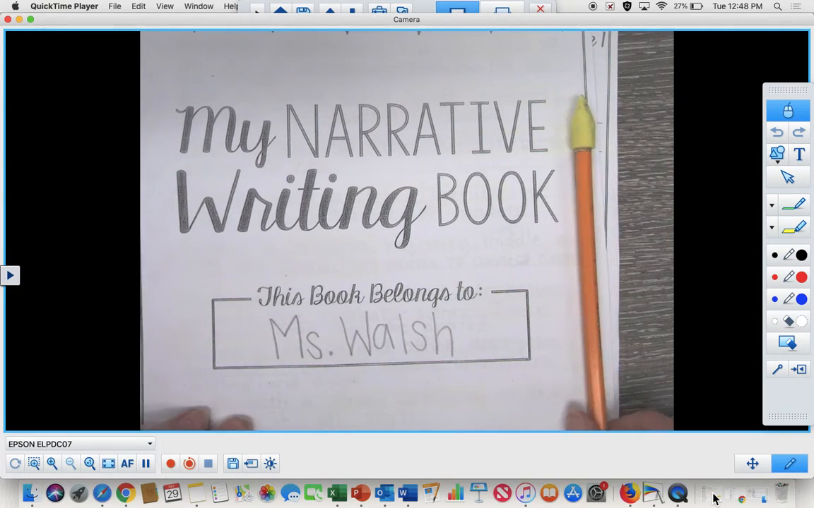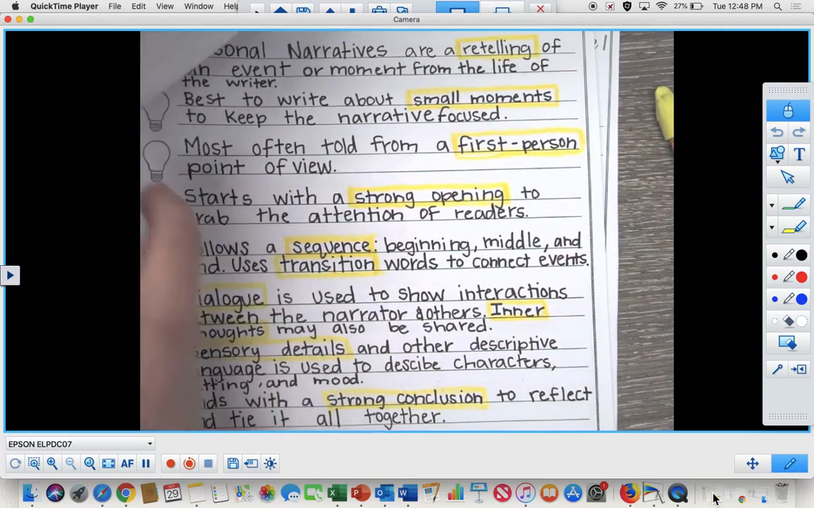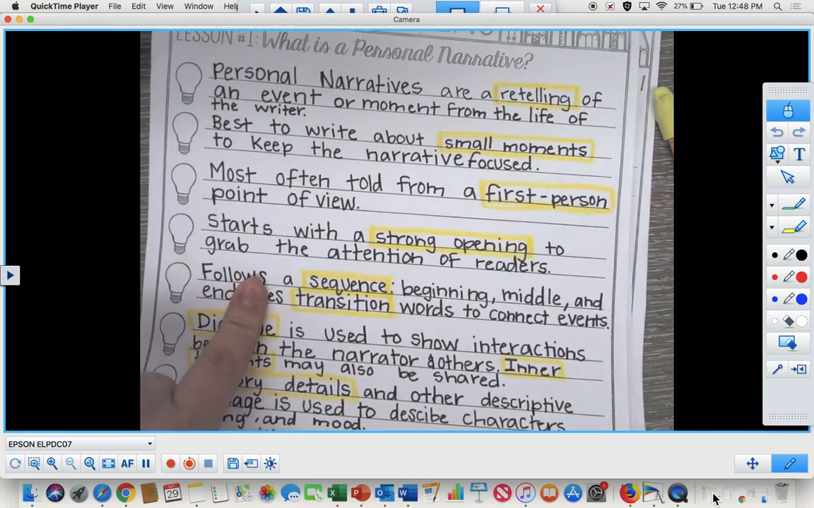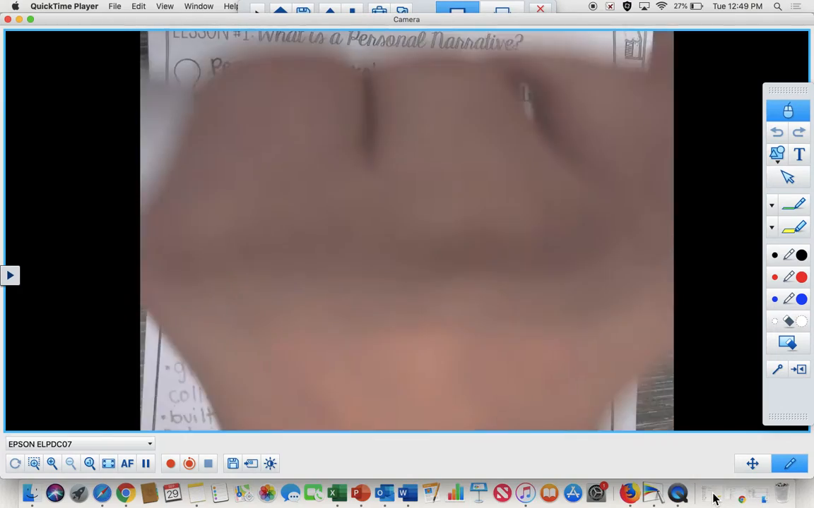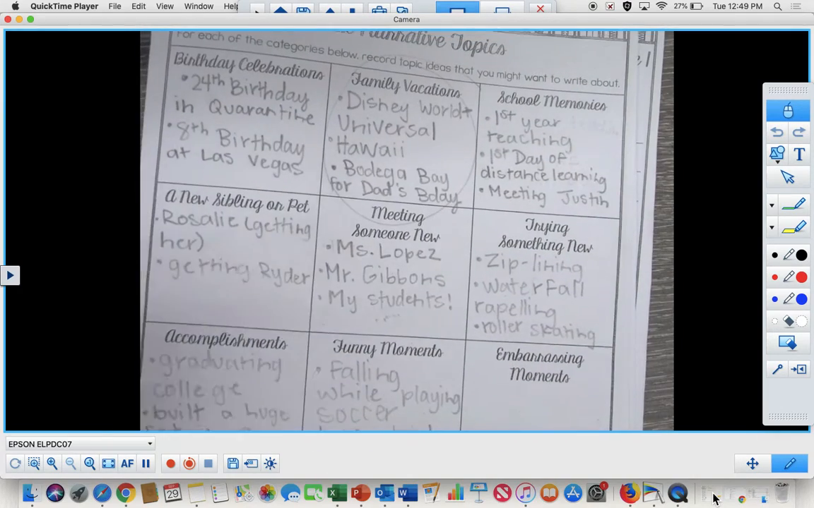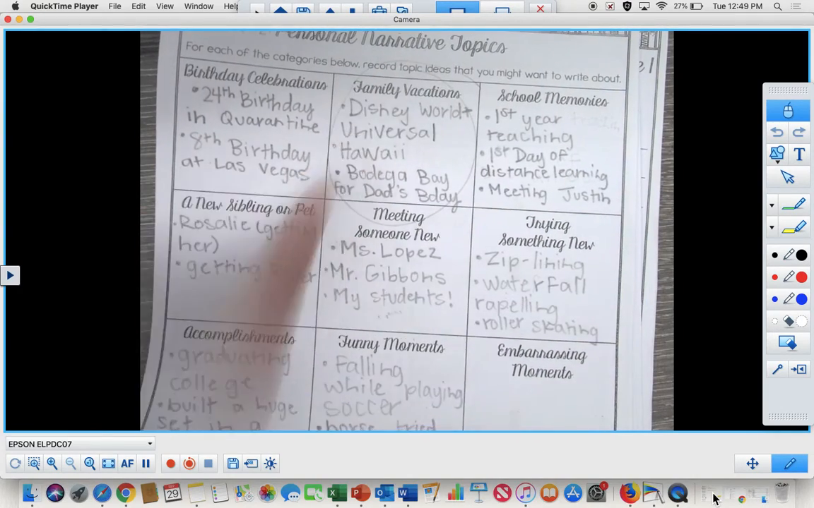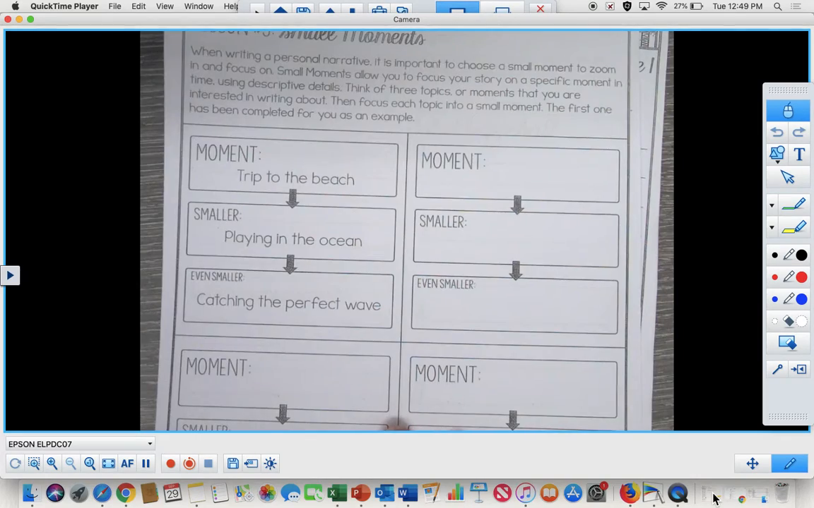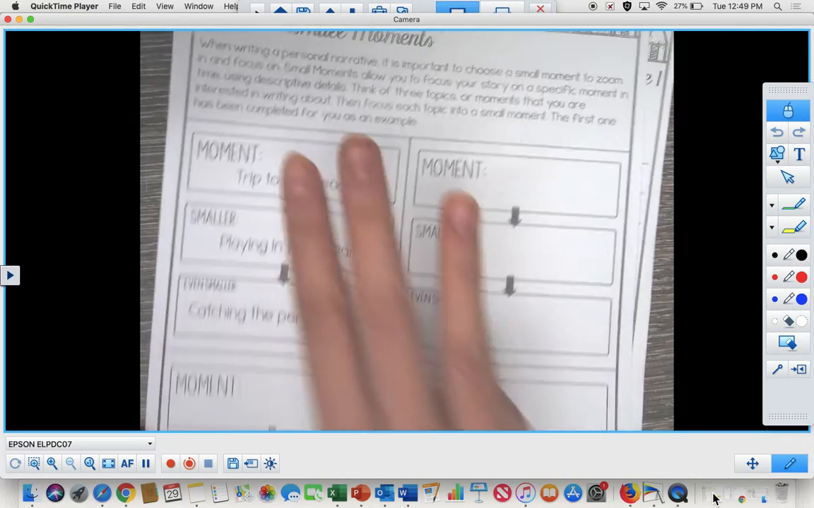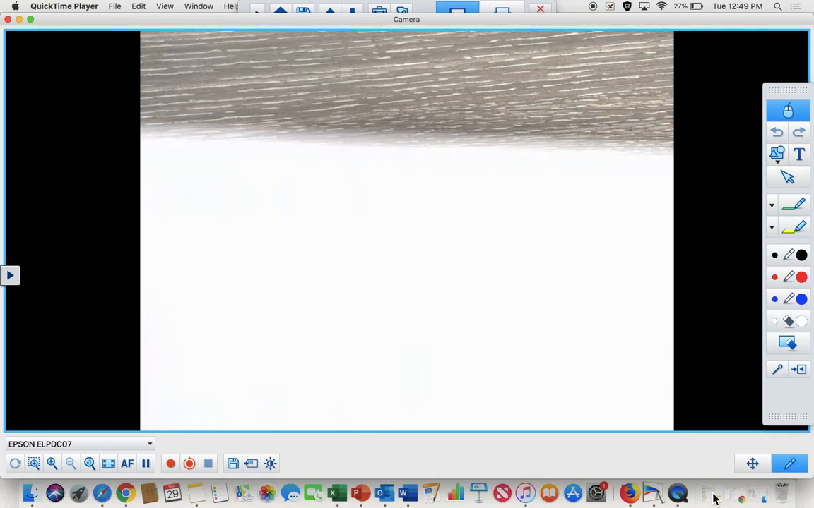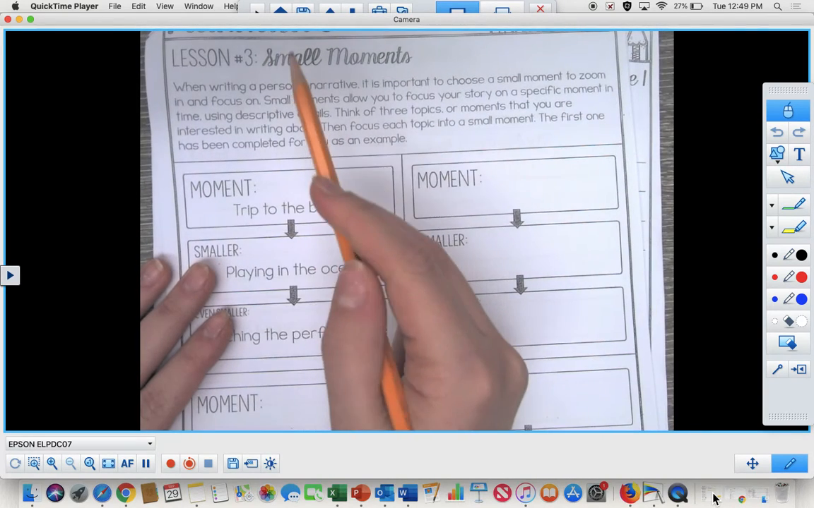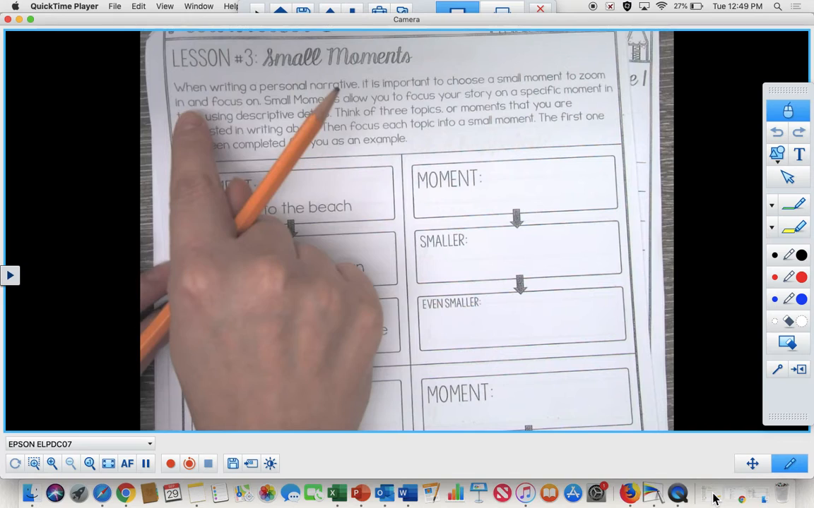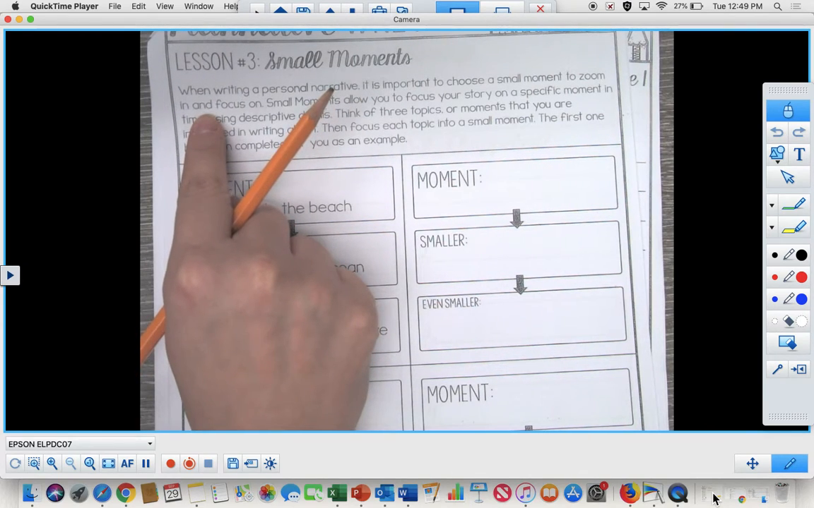Now I'm going to flip my book over. We did lesson 1. We did lesson 2 together, and we decided we were going to write about family vacations. Now we are going to move on to lesson 3. You will see at the top of lesson 3, it says small moments. I'm going to read this direction up at the very top.